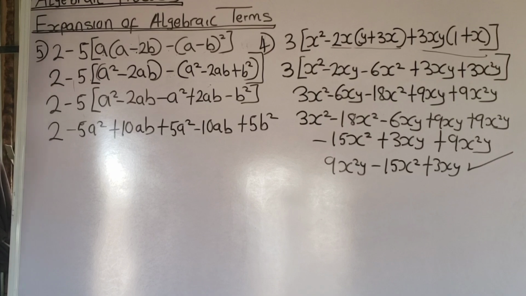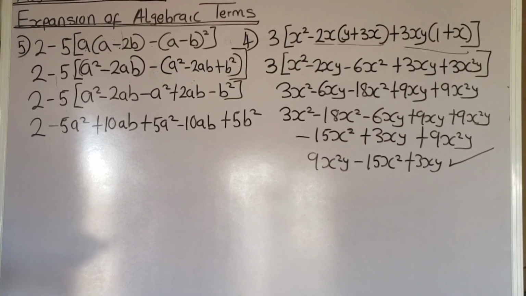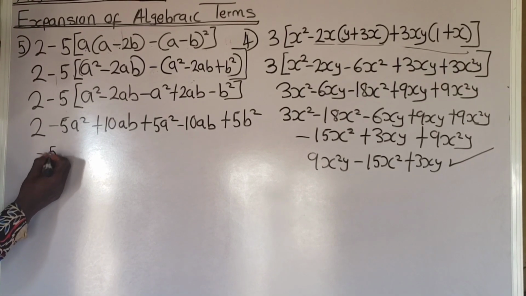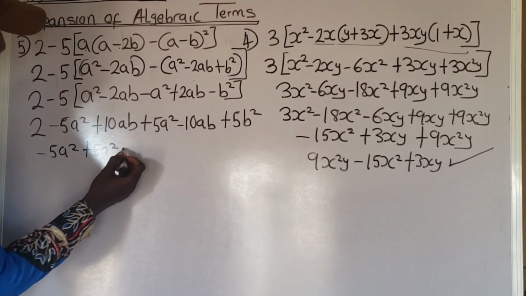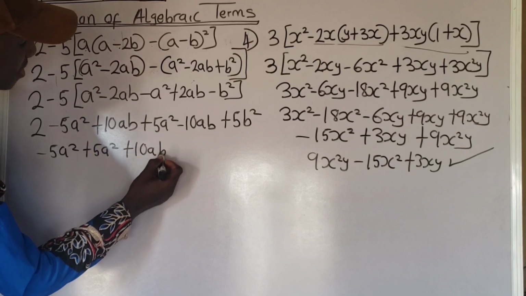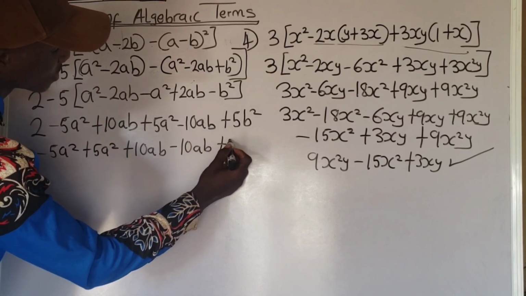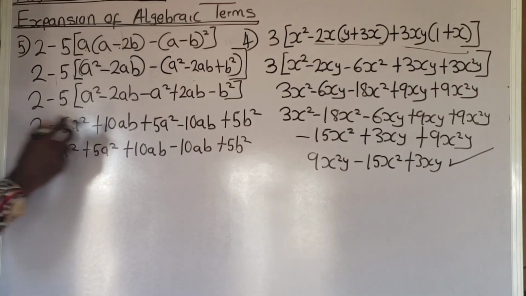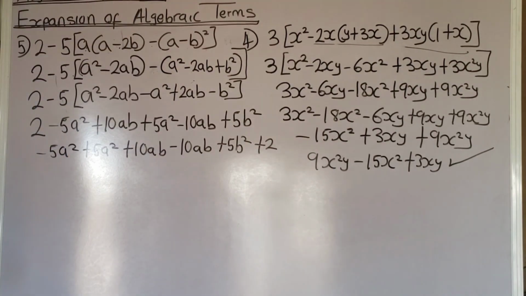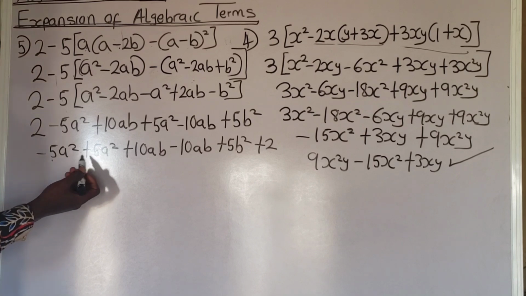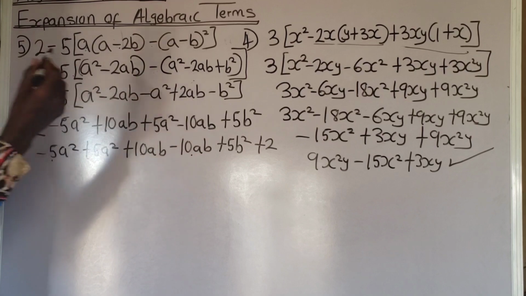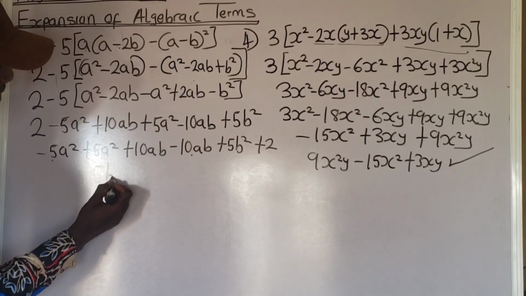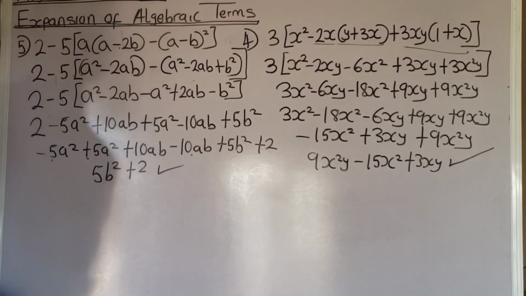Do you understand? So from this point, we are going to collect like terms. For this, I'm going to have minus 5A squared plus 5A squared, plus 10AB minus 10AB plus 5B squared, then plus 2. Do you understand? This negative 5A squared and positive 5A squared, we cancel each other, that will be 0. Positive 10AB and negative 10AB, that will be 0. So I'm left with what? 5B squared plus 2. That is the answer. Let's proceed to question number 6.